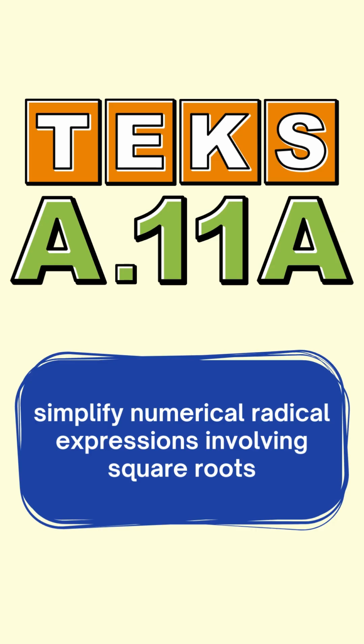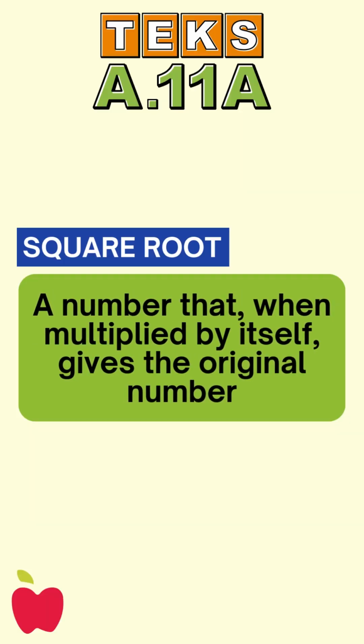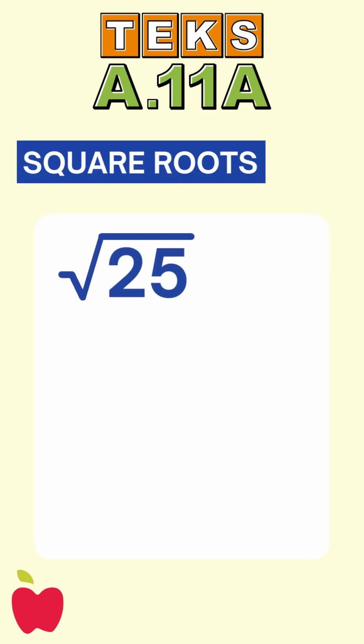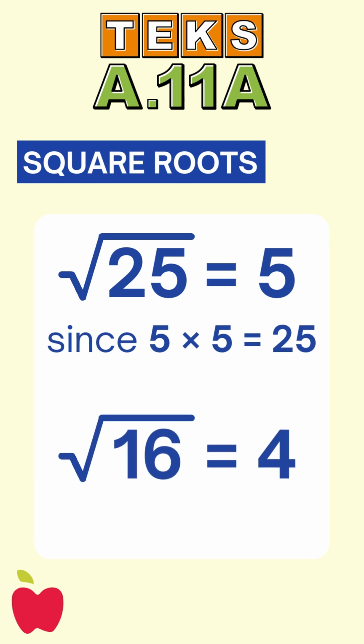Welcome back. Today, we're simplifying square roots and showing how different forms of a radical expression can be equivalent. Let's get started. A square root is a number that, when multiplied by itself, gives the original number. For example, the square root of 25 is 5, because 5 times 5 equals 25. Similarly, the square root of 16 is 4, because 4 times 4 equals 16.